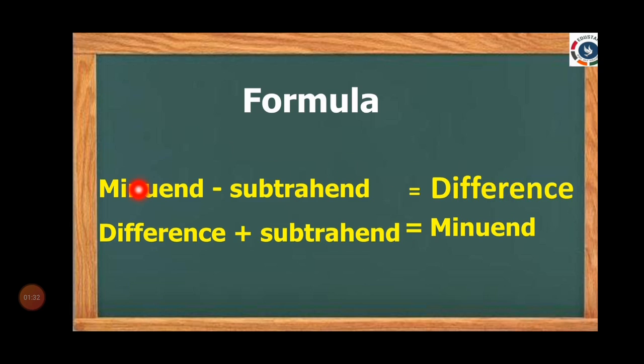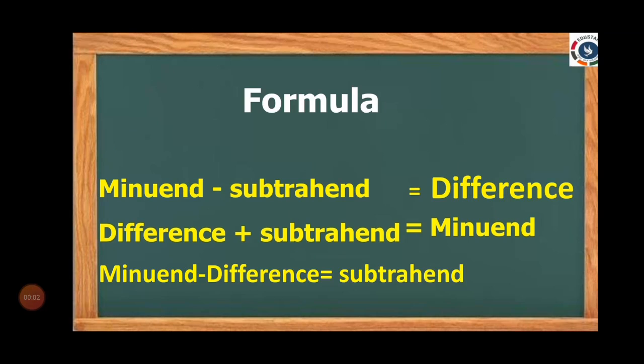Suppose we don't know the minuend value but we need to find it, what do we have to do? We want to add the difference with the smallest value, that means the subtrahend, the second number. So difference plus subtrahend is equal to minuend. You are getting the result, that is the difference. Then add the subtrahend and you will get the answer for minuend. The next one. Suppose we know the value of minuend and difference, and they are asking to find the subtrahend. We just want to subtract the difference from the minuend. So minuend minus difference is equal to subtrahend.